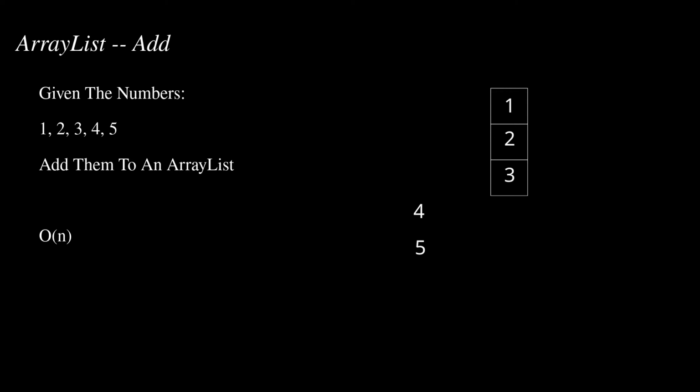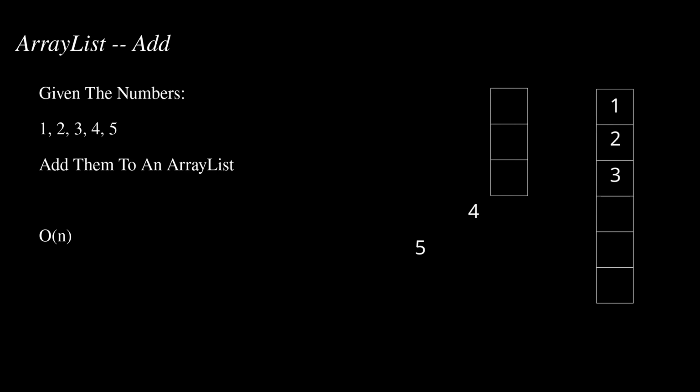Now when we try to add 4, we can't add it to the slot because there's no space left. The array list will then create another array of a bigger size, in this case 6. Then it will copy over 1, 2, and 3 from the previous array and place them in the new array. Now we have room for inserting 4. And we also have room for inserting 5.